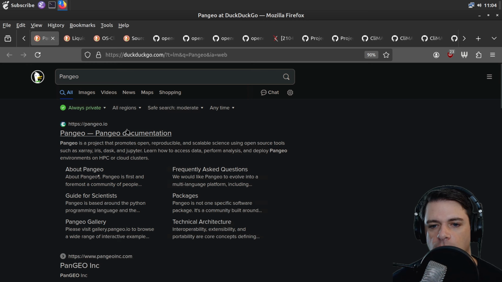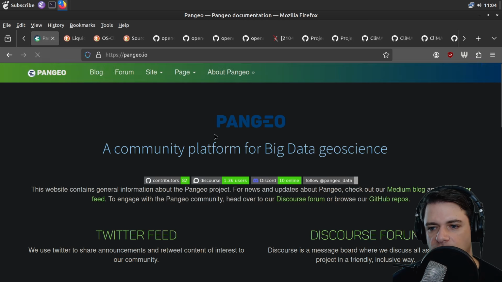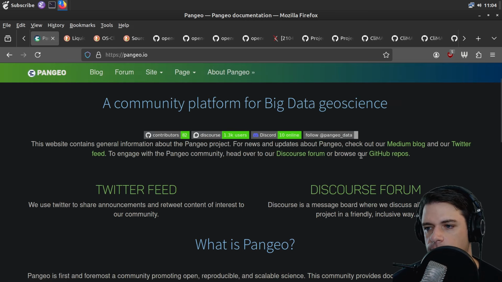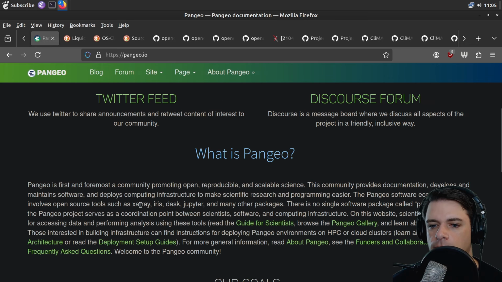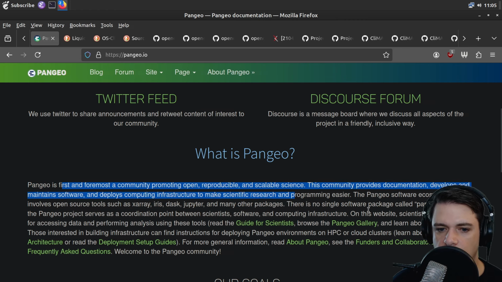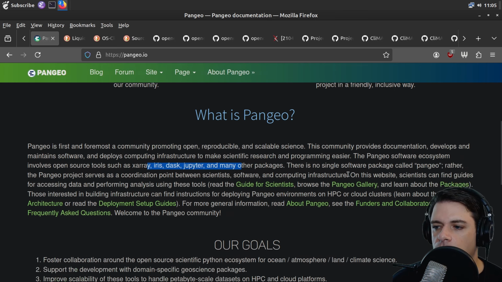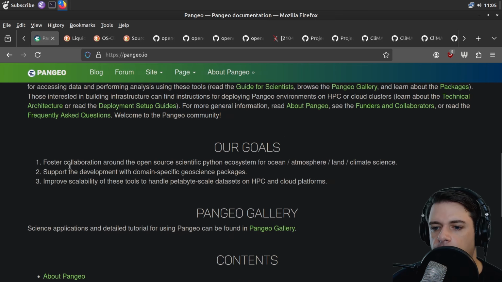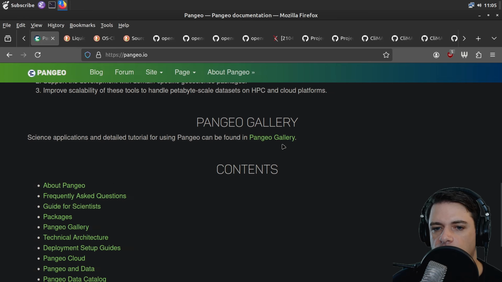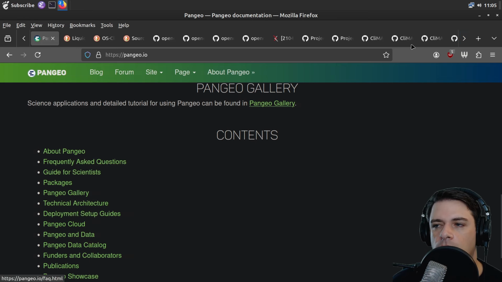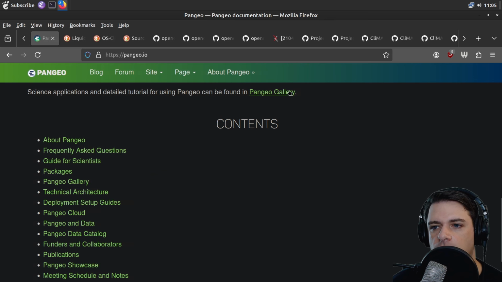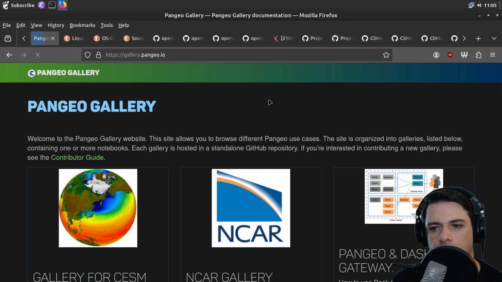Pangeo promotes open, reproducible, and scalable science. Blah, blah, blah, provides documentation, develops and maintains software, deploys it. Dask, Jupyter. Some seems Python-y, but what do they do? There's some gallery and some stuff for scientists. Let's open the gallery in the same tab.